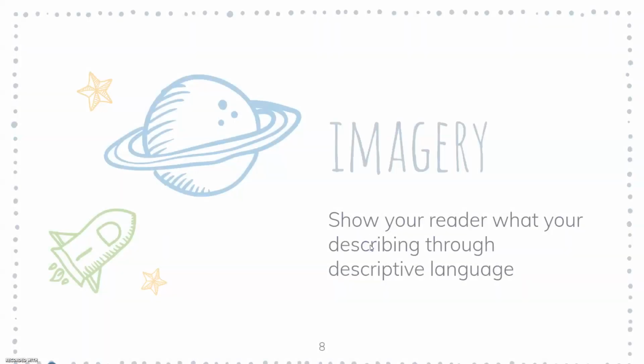All right, now we're gonna go more into the actual process of writing a narrative. So one important part of writing a narrative is the imagery. If you don't know what imagery is, it's basically when you show your reader what you're describing through descriptive language. If you don't know what I mean, I'm gonna show you guys an example.